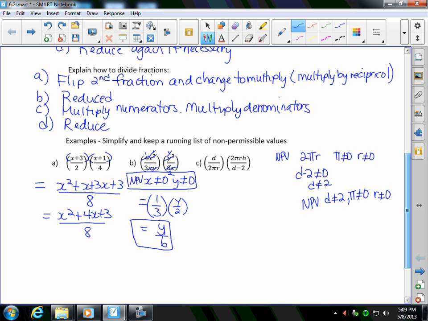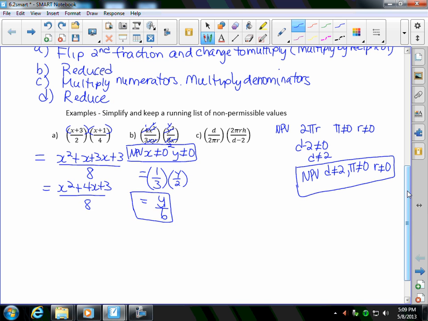So remember, you always identify them as your NPVs, and then you're done. So now that you've done that, you can do whatever reducing you can. So starting here, my 2 and my 2 will cancel each other. My pi and my pi can cancel. My r and my r can cancel.